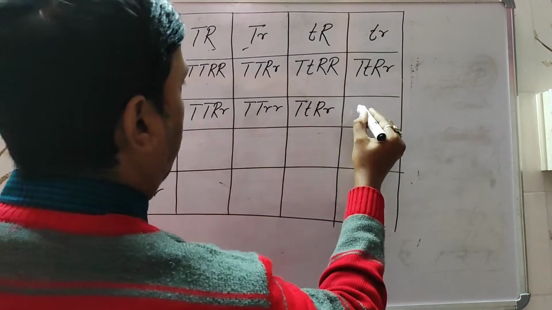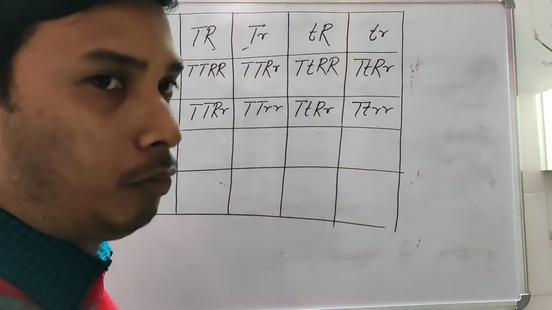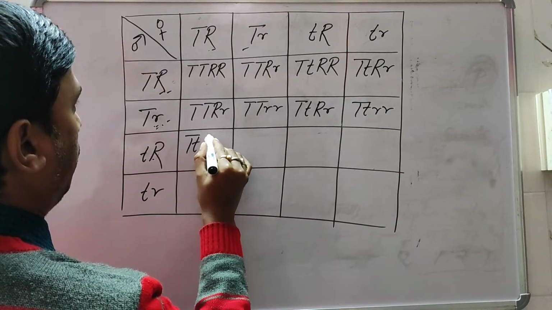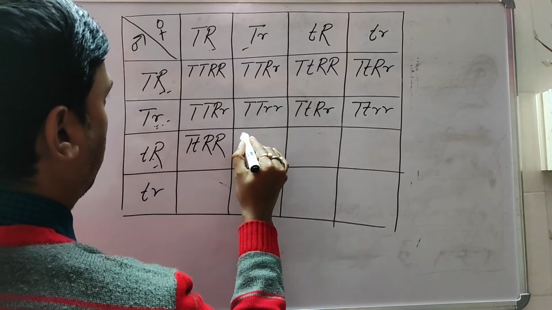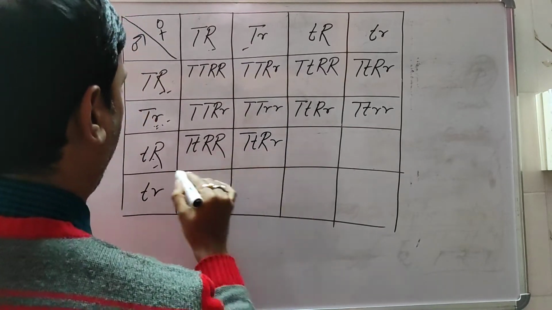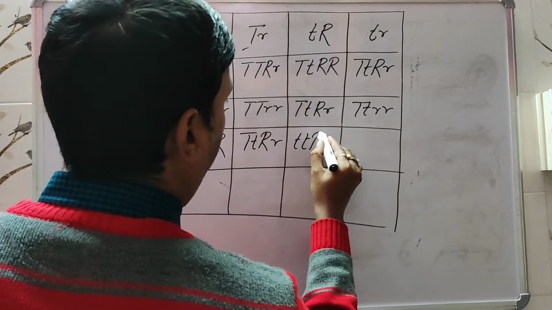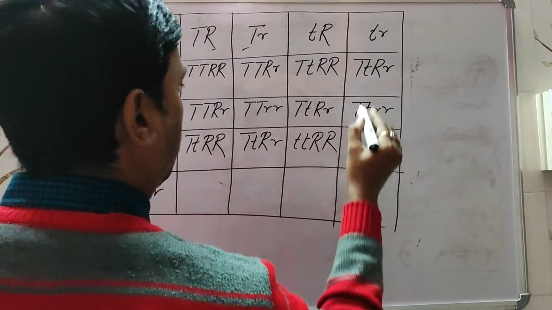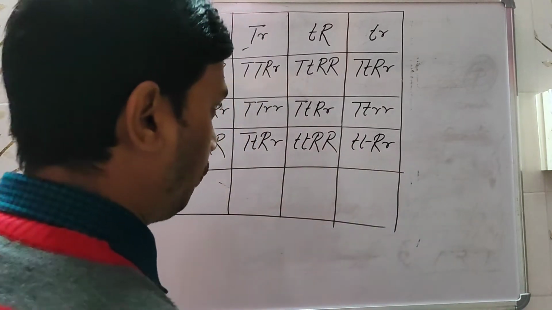Then this one and this one, capital T, smaller, smaller. Okay. Then this one and this one, capital T, small t, capital R, capital R. This part and this part, capital T, small t, capital R, smaller. Then this part and this part, small t, capital R, capital R. Then these two parts, small t, capital R, smaller.